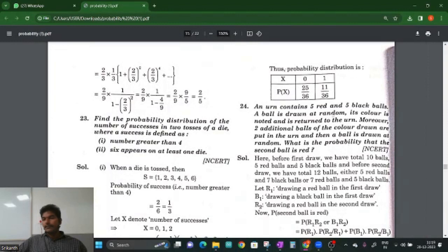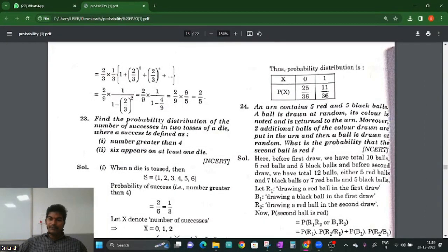An urn contains 5 red and 5 black balls. A ball is drawn at random. Its color is noted and it is returned to the urn. Moreover, two additional balls of the color drawn are put in the urn, and then a ball is drawn at random. What is the probability that the second ball is red?